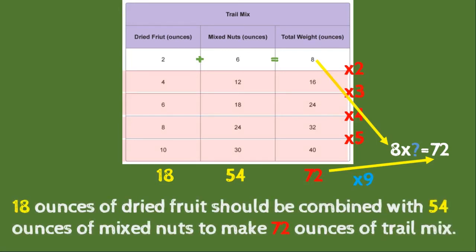So, in the following sentence, we can just plug in those numbers. 18 ounces of dried fruit, which is in the first column, should be combined with 54 ounces of mixed nuts, which is in the second column, to make a total weight of 72 ounces of trail mix.